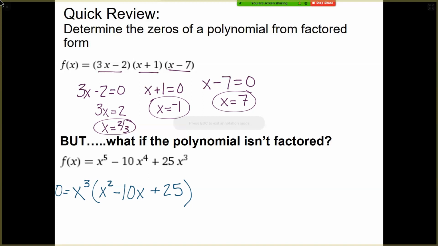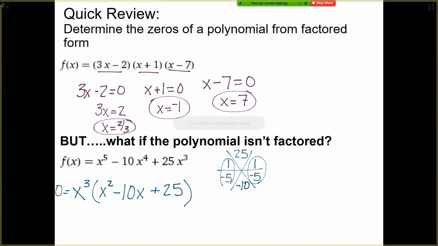What do you think you're going to do with your parentheses there? So your parentheses is a quadratic, so you're going to use your asterisks. So in your asterisks, you have 1, top left, top right, negative 10 in the bottom middle, and 25 times 1, which is 25 in the top middle. So what two numbers multiply to give you 25, but add to give you negative 10? Negative 5 and negative 5. Perfect.